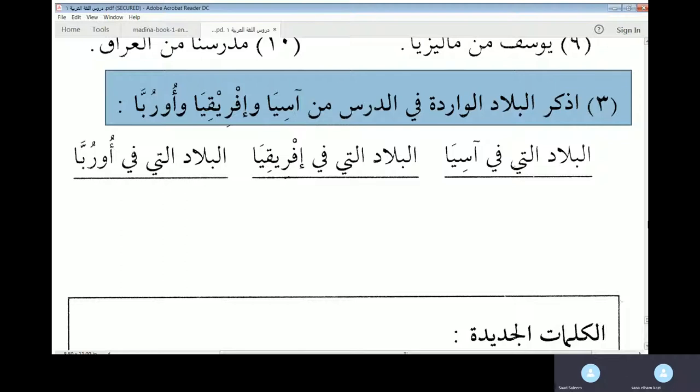Okay. Uzkur al bilad al waridati. Mention the countries. Waridat means mentioned. Uzkur is also mentioned, right? Uzkur is zikr.